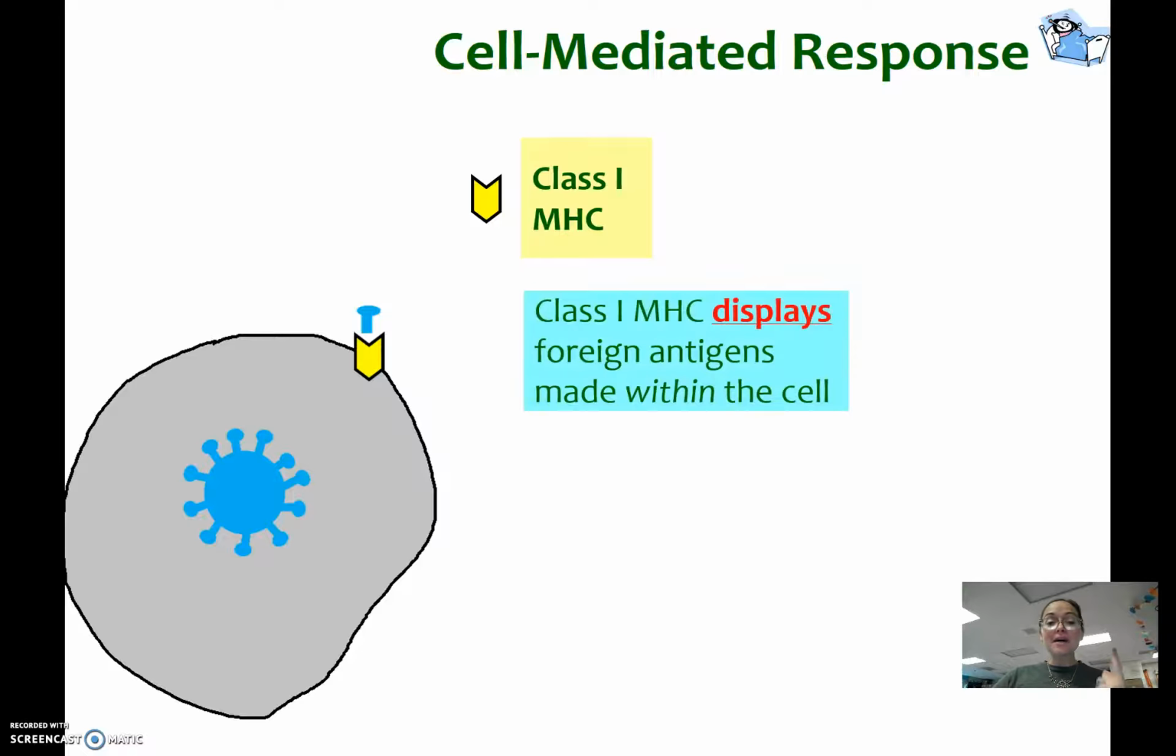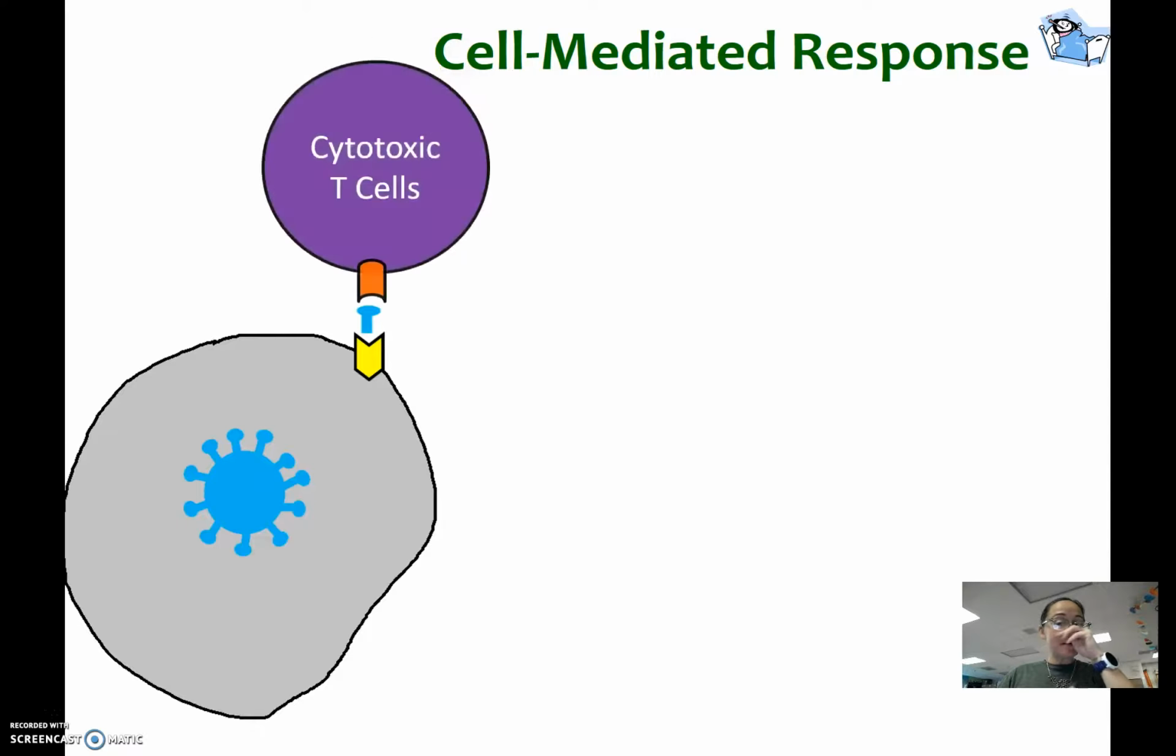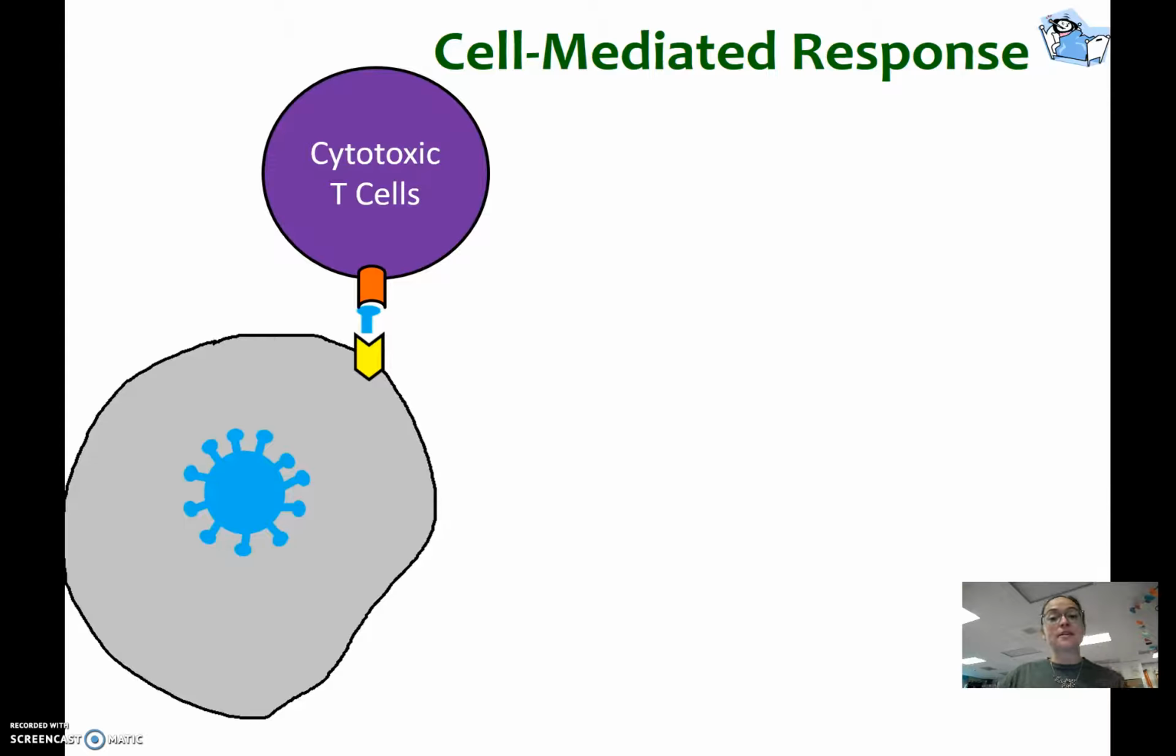And so class 1 MHC molecules display foreign antigens that were made within the cell on its surface. So that's the key. This is saying, hey, this is being made within me. It's not engulfing and taking it in by phagocytosis. Instead, it's saying this virus has replicated within me and I'm showing you what's inside my cell. So this attracts cytotoxic T cells, or killer T cells.